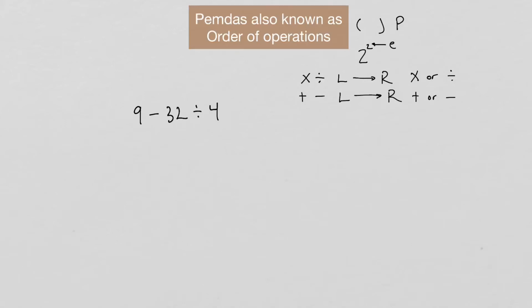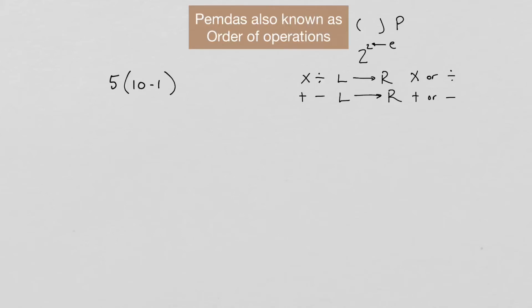Okay, 9 minus 32 divided by 4. Starting at the left, scanning to the right, we have a subtraction and a division. Division comes before subtraction. Remember, we're going from the top down. So 32 divided by 4 gives us 8. Okay, 9 minus 8 equals 1. Final answer.